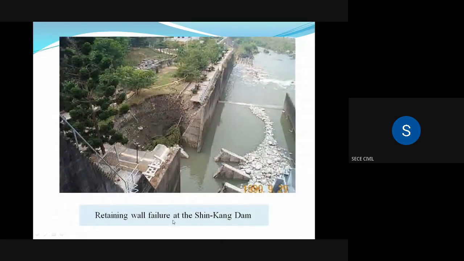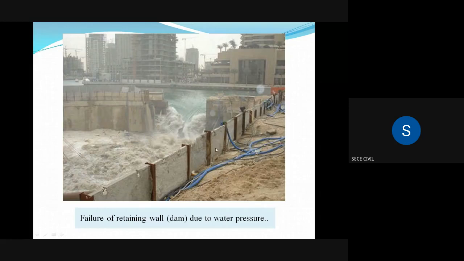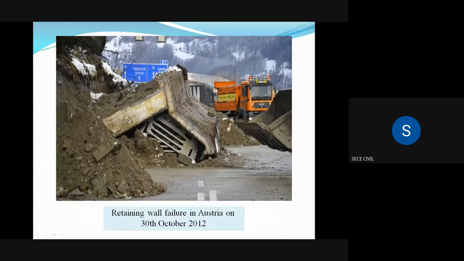This is a retaining wall failure at the Shinkang Dam. Retaining walls are used in dams and so on. This is a failure image. This is one more image of a retaining wall failure due to water pressure. Because of high water pressure, a retaining wall can also fail. And this is another image of a retaining wall failure in Austria on 30th October 2012.